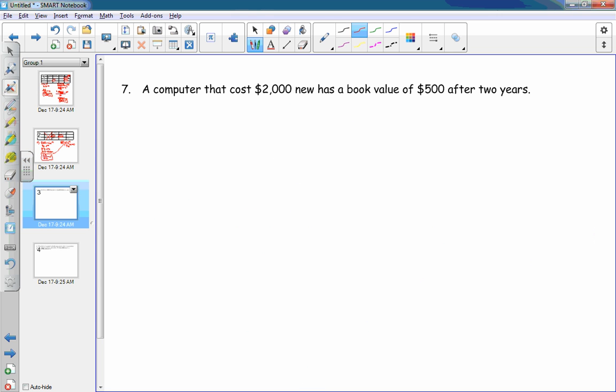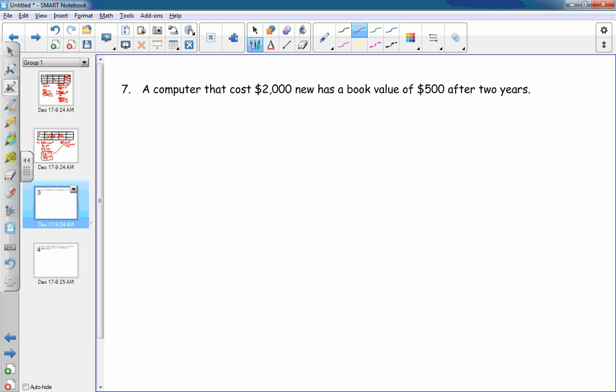Problem 7 is where things get a little hairy for y'all. Problem number 7, it says, a computer that costs $2,000 new has a book value of $500 after 2 years. And what it's asking for is a linear model and an exponential model, isn't it? So the linear model, in order to find a linear model, what does that mean you have to do? y equals mx plus b.